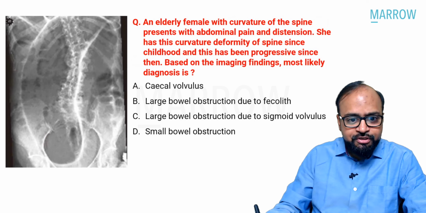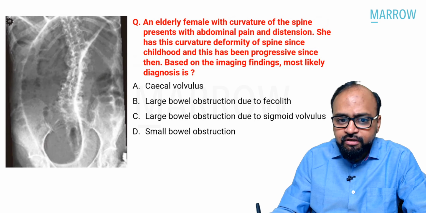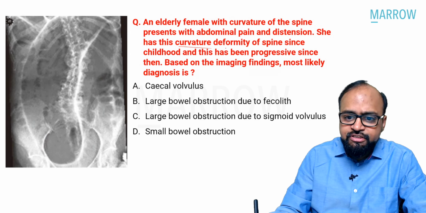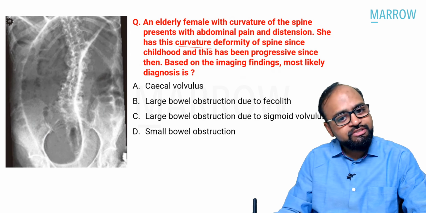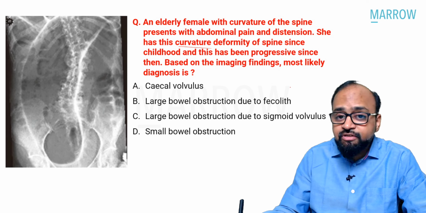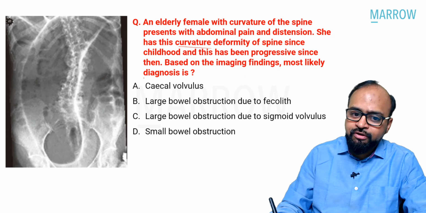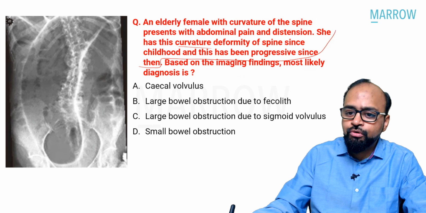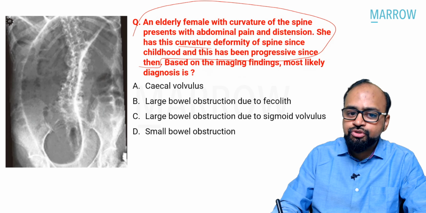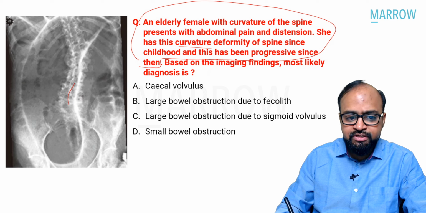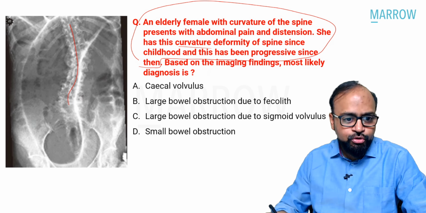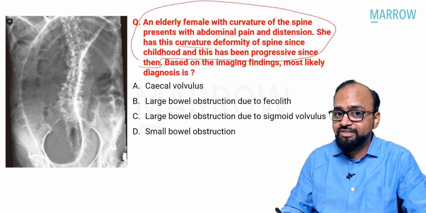Yes. Now see here. An elderly female with curvature of the spine presents with abdominal pain and distension. She has had this curvature deformity of the spine since childhood. This has been progressive. Based on the imaging findings, what is the diagnosis? I think what your examiner is doing here is trying to distract you by taking your attention to this scoliosis. Can you see? There is a lateral curvature of the spine. So there is scoliosis, with some history about it, but the examiner is actually trying to distract you.